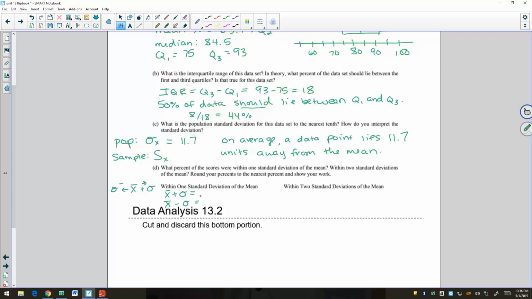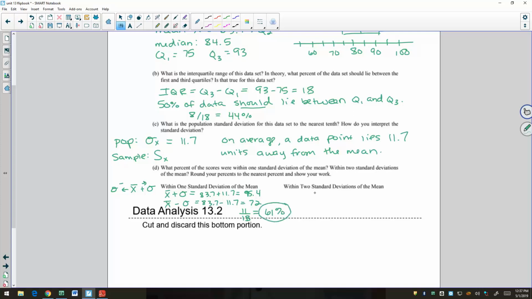The average was 83.7. If you add on 11.7, that is 95.4. And if you subtract 83.7 minus 11.7, that is 72. So now you're going to count up how many scores fall between 72 and 95.4. That is 11 out of the 18 scores. So that means 61% fall within 1 standard deviation.